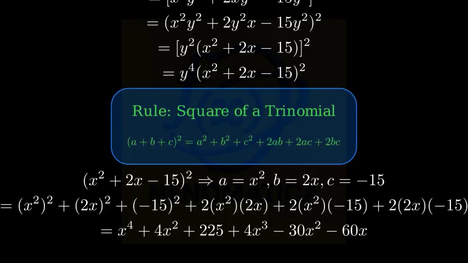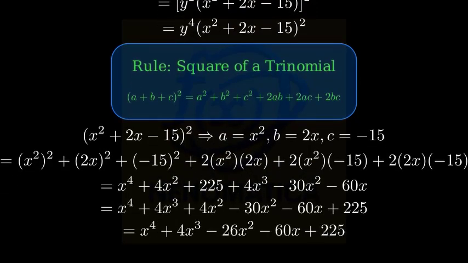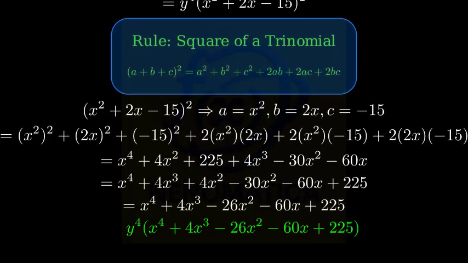Now, we collect like terms. We have x to the 4th plus 4x cubed plus 4x squared minus 30x squared minus 60x plus 225. Combining like terms, we get x to the 4th plus 4x cubed minus 26x squared minus 60x plus 225. Remember that this expression is multiplied by y to the 4th power. So our final answer is y to the 4th times the quantity x to the 4th plus 4x cubed minus 26x squared minus 60x plus 225.